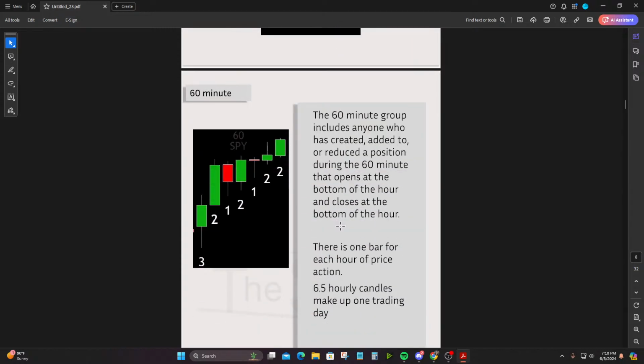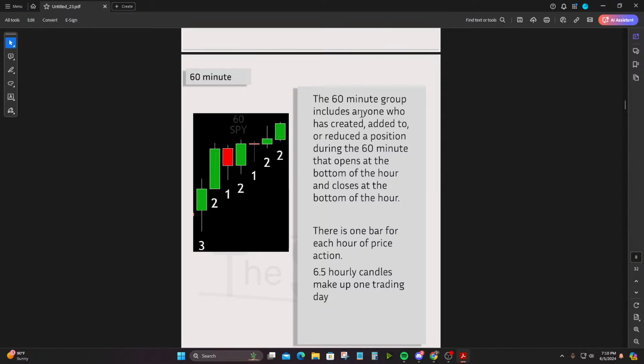The 60-minute, same thing, includes anyone who has created, added to, or reduced a position during the 60-minute that opens at the bottom of the hour and closes at the bottom of the hour. Hold on. That opens. Yes. So, okay. With the Strat, we want our 60-minute candles to open and close at the bottom of the hour.